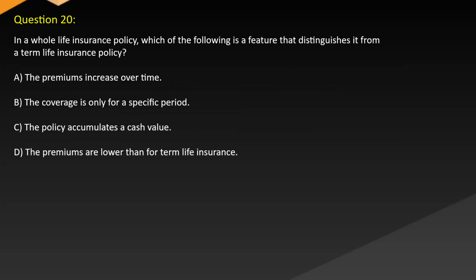Question 20. In a whole life insurance policy, which of the following is a feature that distinguishes it from a term life insurance policy? A. The premiums increase over time. B. The coverage is only for a specific period. C. The policy accumulates a cash value. D. The premiums are lower than for term life insurance.